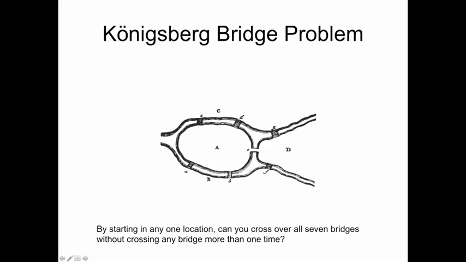cross all 7 bridges?" Here are the bridges of A, B, C, D, E, and F. Can you cross all 7 of these bridges if you go for a walk on a Sunday afternoon without going across the bridges more than one time? So that's really how networking or graph theory began.